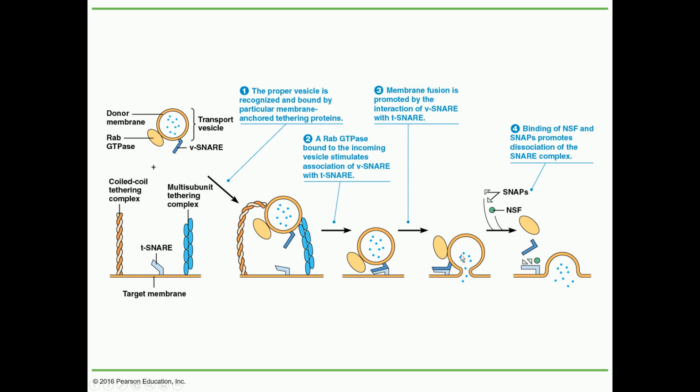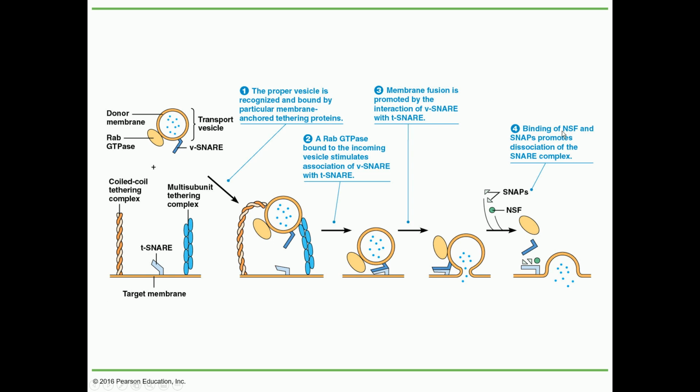Suppose this is a plasma membrane and this is a vesicle which is bringing some hormone or something, and that hormone needs to get out. Now you can see how the V snare and the T snare were associated, and now the membranes of the vesicle and the target membrane have fused, and it has delivered the material outside.